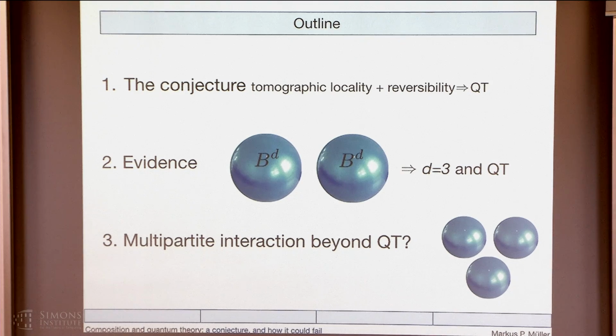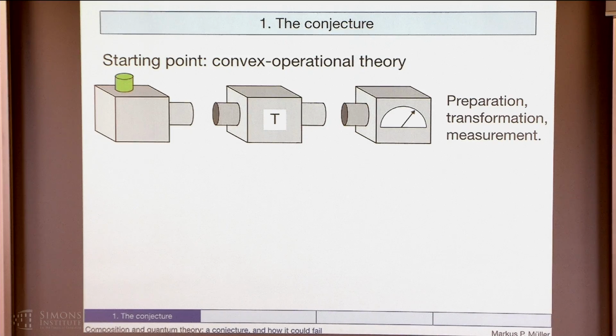And in the third part, I will speculate about possible counterexamples, why that would be interesting, and how they would be related to interaction between three or more systems. Okay, so what's this conjecture about? Well, the starting point is basically the same as Giulio's starting point, though a bit of a different flavor.